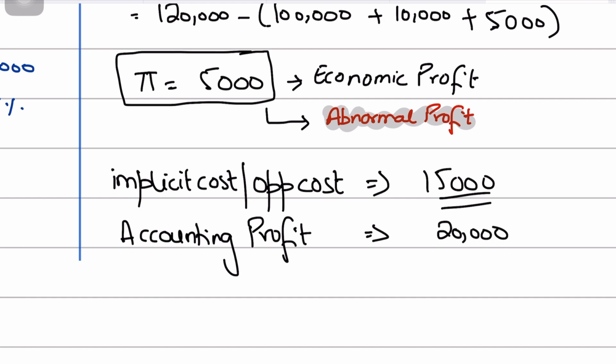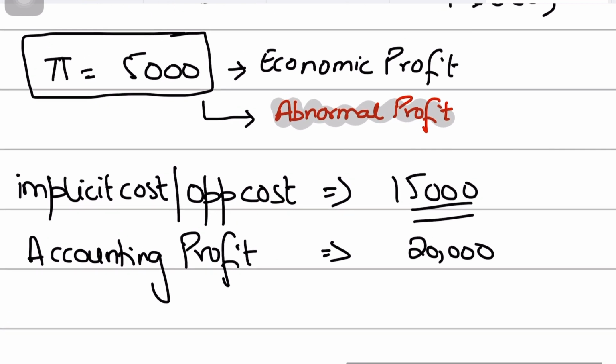So economists compare, because economists are sort of factoring in the opportunity cost. They are saying, okay, fine, you're earning 20,000 profit, very good, but had you not done the business, then what would you have earned? So technically we would have earned only 15,000, right? So this business is giving us 5,000 more than what we would have actually earned.